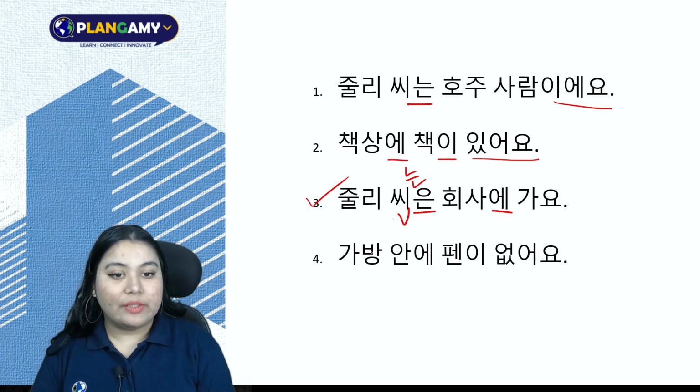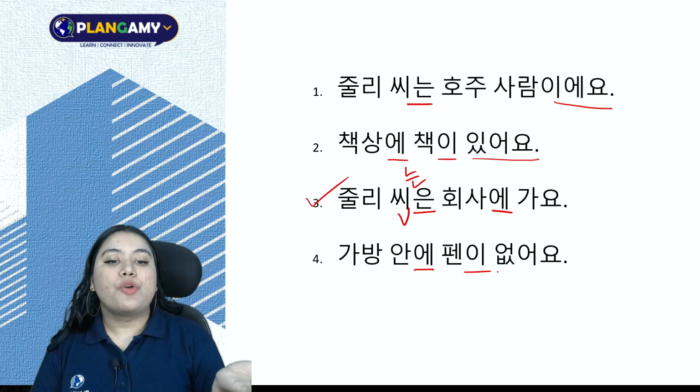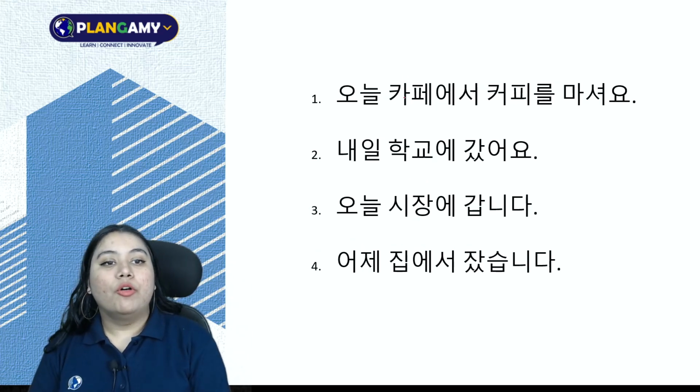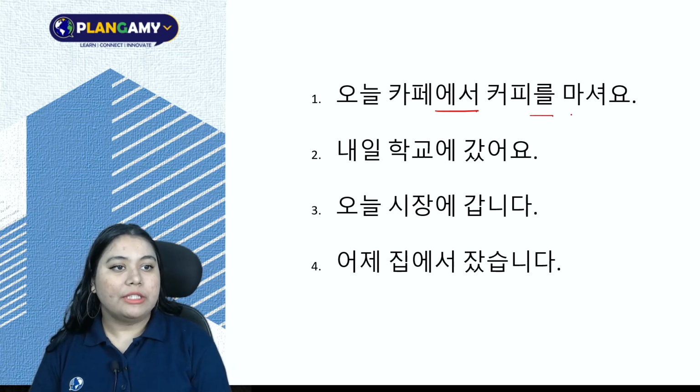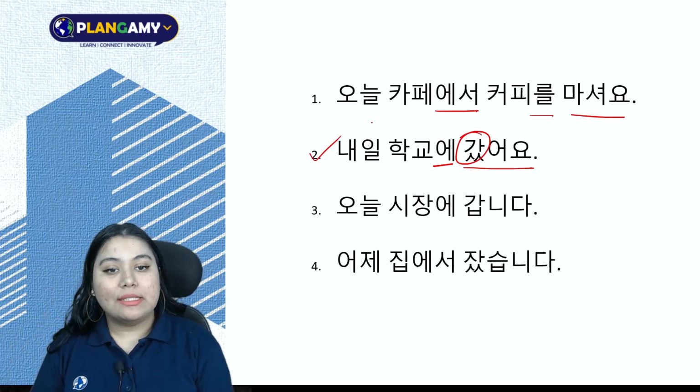Let's have a look at the fourth one also. 가방 안에. Okay, 펜이 없어요. There is no pen inside the bag. So 1, 2 and 4 are correct. The number 3 is incorrect. Moving on. 오늘 카페에서 커피를 마셔요. I drink coffee at the coffee shop today, at the cafe today. Okay. Next one, number 2. 내일 학교에 갔어요. Now, 내일 is tomorrow. 갔어요 here is in past tense. So the second one is incorrect.